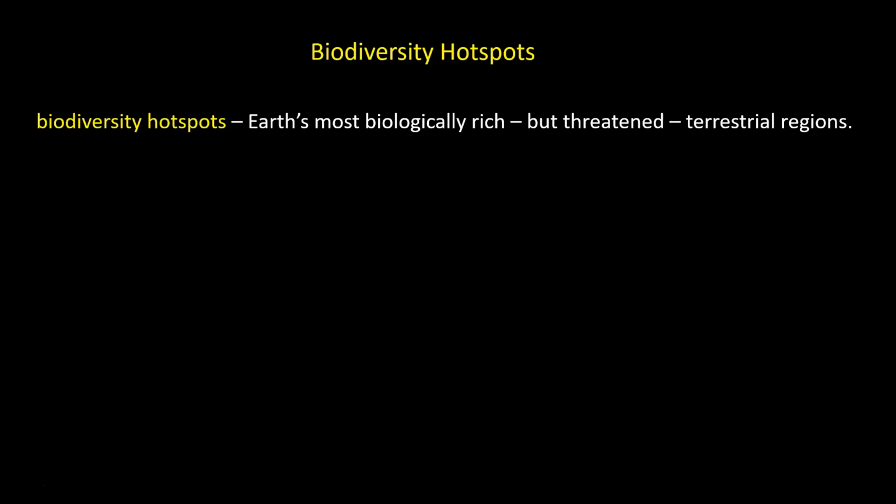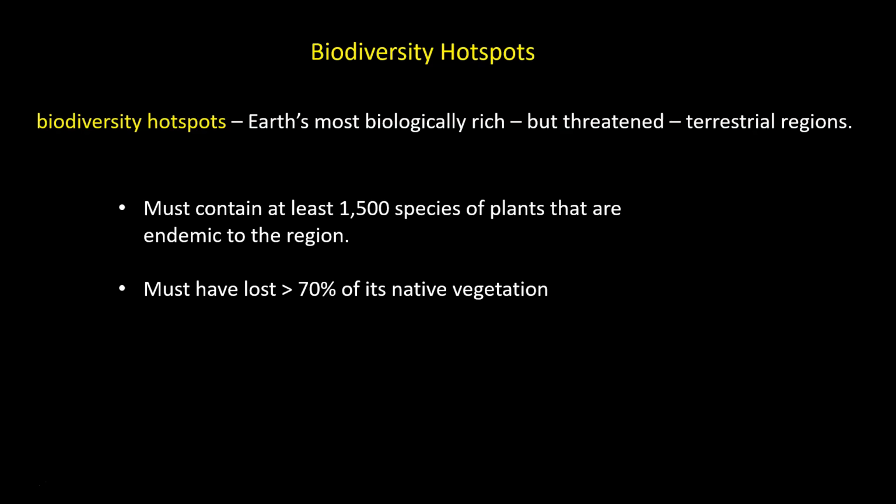Now, how do scientists determine which areas are most in need of our help? Well, in order to be considered a biodiversity hotspot, there are two requirements that need to be met. First is that it must contain 1,500 species of plants that are endemic to that region, which really means that those plants can only be found in that specific location and nowhere else. The second criterion is that it must have lost more than 70% of its native vegetation.